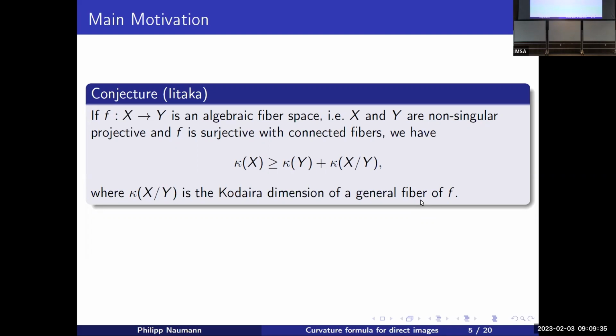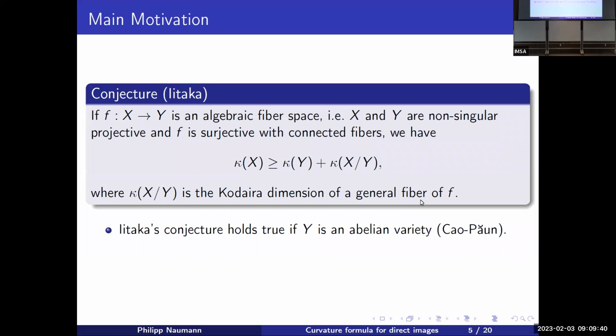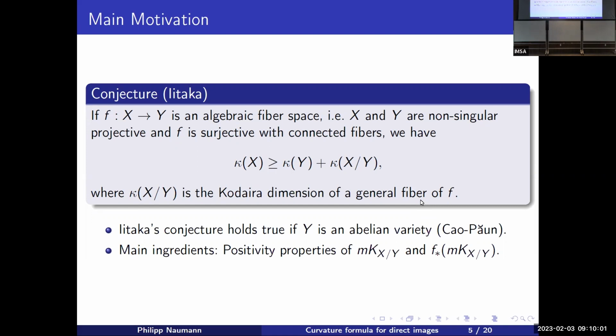A major breakthrough in this direction was achieved by Zhao and Paun, who could show that this is true if the base is an abelian variety. They built upon earlier work by Fujino, who already observed that the main ingredients to study this problem are positivity properties of m times the relative canonical, or the direct image of it.